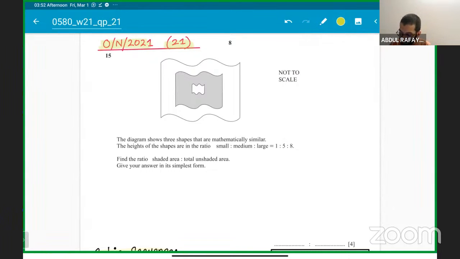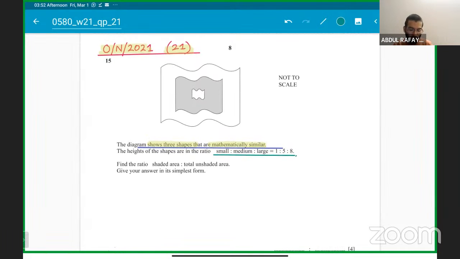The diagram shows three shapes that are mathematically similar. The diagram is showing us three shapes, students, that are mathematically similar, and the heights of the shapes are in the ratio small to medium to large, 1 is to 5 is to 8. I'll give you a couple of seconds to read the question and then I'll start solving this.